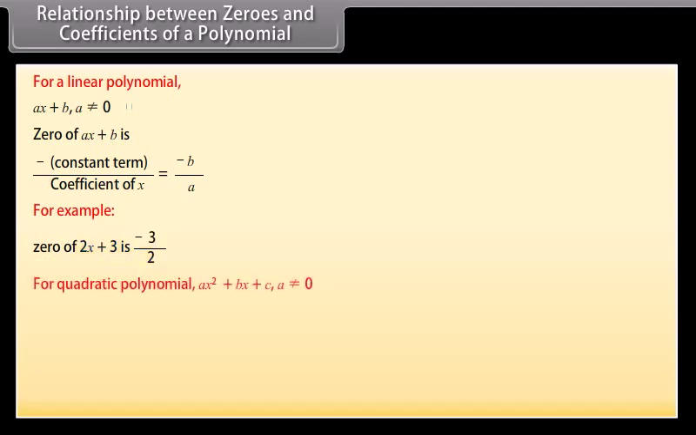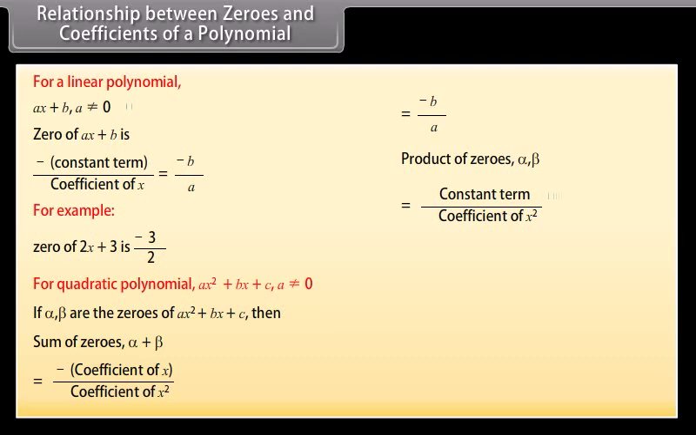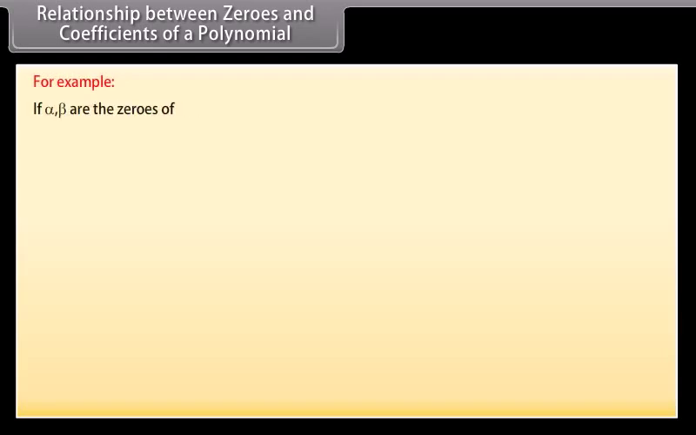For quadratic polynomial ax square plus bx plus c, a is not equal to 0. If alpha, beta are the zeros of ax square plus bx plus c, then the sum of zeros, alpha plus beta, is equal to minus coefficient of x upon coefficient of x square, which equals minus b upon a. The product of zeros, alpha beta, is equal to constant term upon coefficient of x square, which is equal to c upon a. For example, if alpha, beta are the zeros of 2x square plus 3x plus 2, then alpha plus beta is equal to minus 3 upon 2, and alpha beta is equal to 2 upon 2, which equals 1.